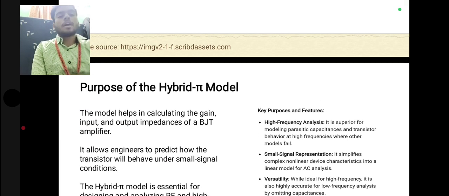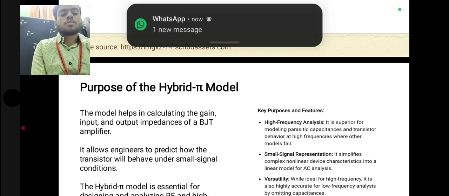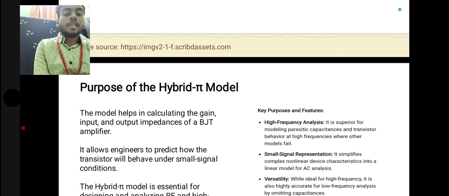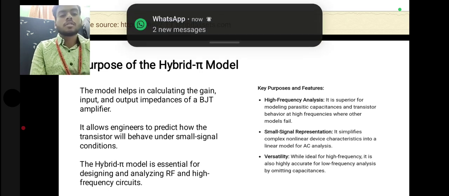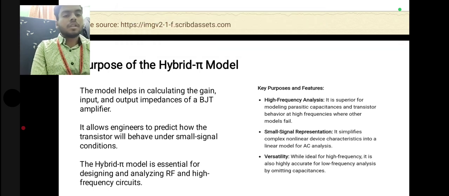Now the purpose of the hybrid pi model is that it helps in calculating the gain, input and output impedance of the BJT amplifier. It allows engineers to predict how the transistor will behave under small signal conditions. It is specially made for small signal conditions, and the hybrid pi model is very essential for designing and analyzing RF and high frequency circuits. We know radio frequencies are very high frequencies. Key purposes are high frequency analysis, small signal representation and versatility.